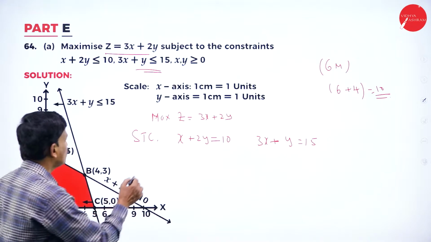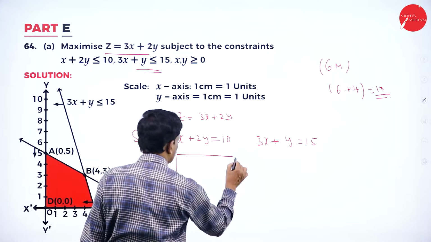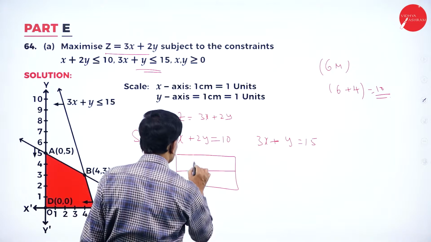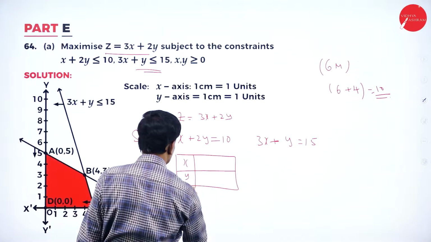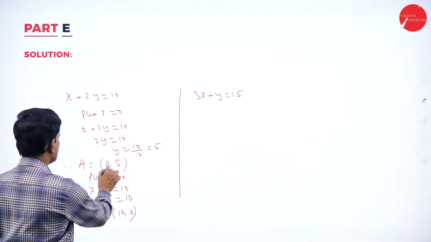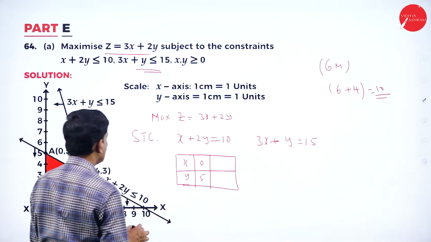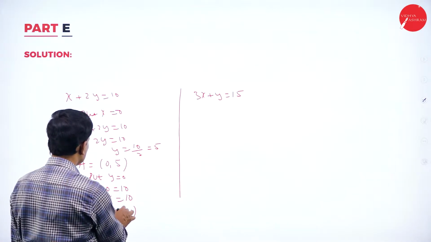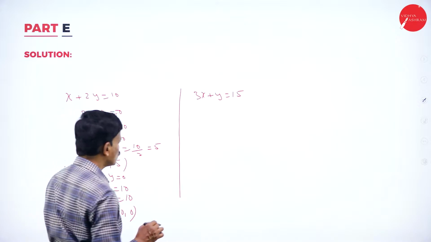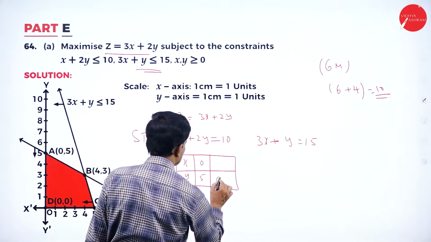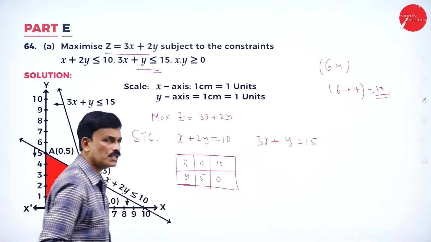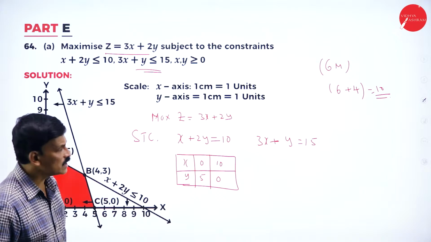Now I will write here for the line. What are the points we got? So this is x and y. When x is equal to 0, y is equal to 5. Again, when y is equal to 0, x is equal to 10. These are the points. Now let us similarly solve the second equation.